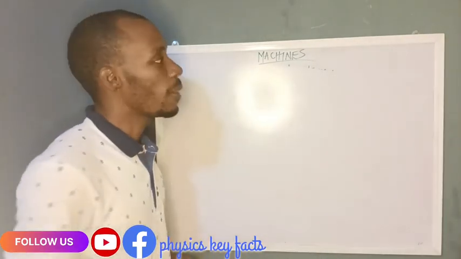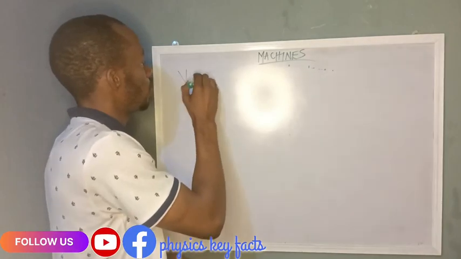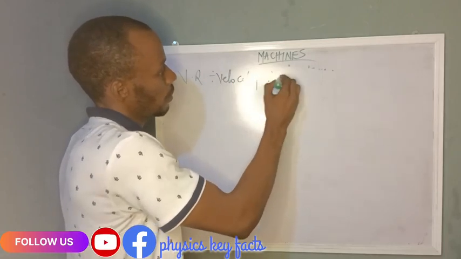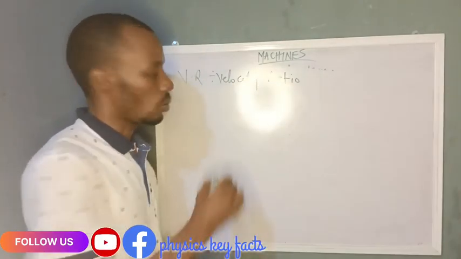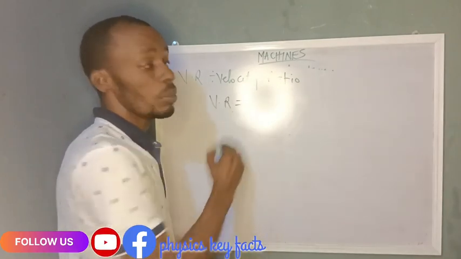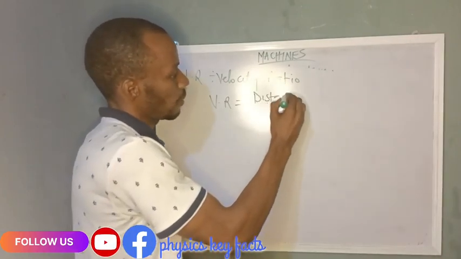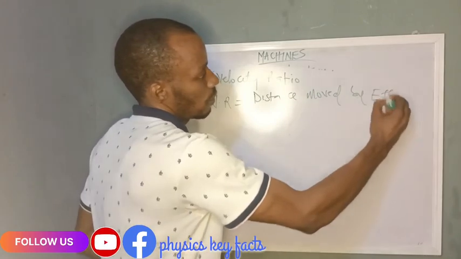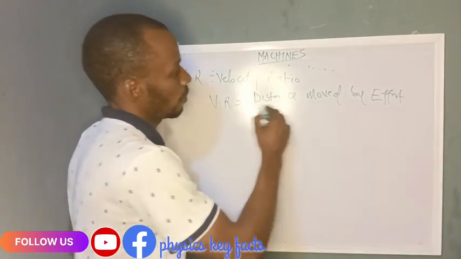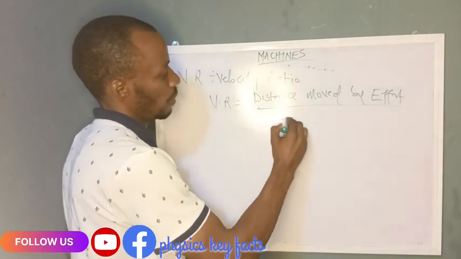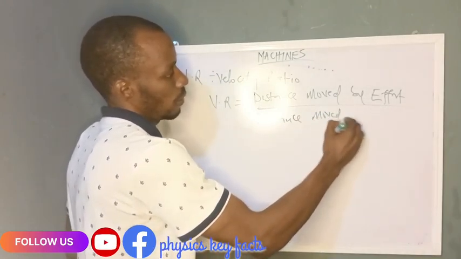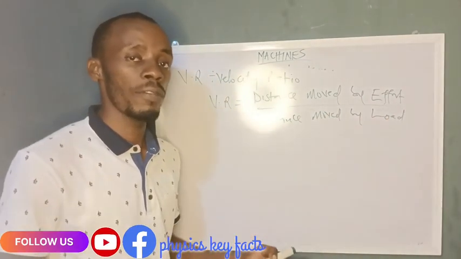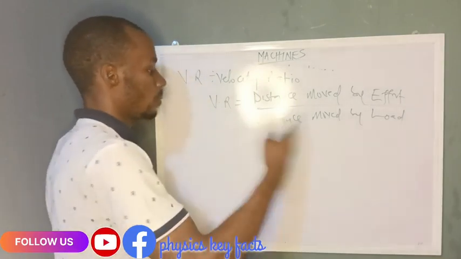Another associated term in simple machine is velocity ratio, VR. Velocity ratio, VR, is simply given as distance moved by effort all over distance moved by load. Distance moved by effort over distance moved by load. That is velocity ratio.